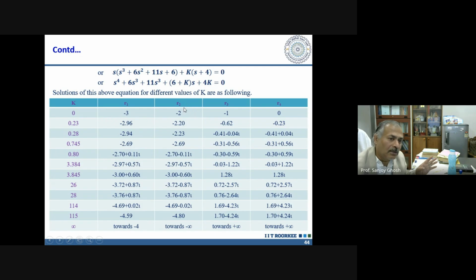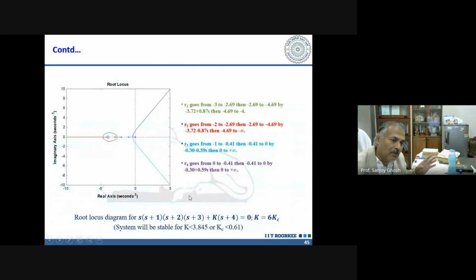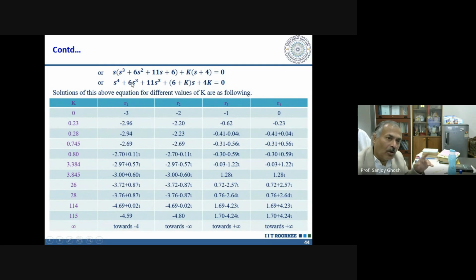R2, the second root, look, all are minus for different changes of K value. From 0 to infinity I have changed the K value, and you see R2 goes from minus to minus 2. So all are minus values. If you put these K values in this equation, you will see that all the values are negative. So R1 and R2 both will be in the left hand side of the origin plane.